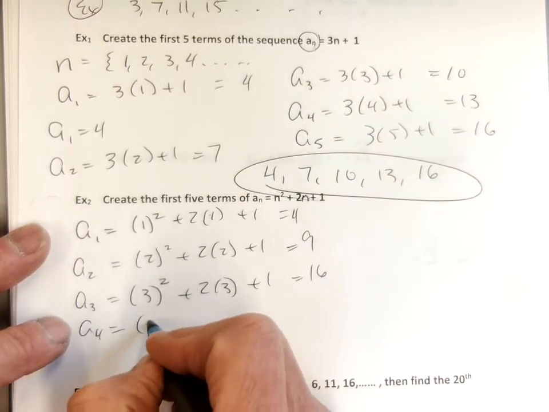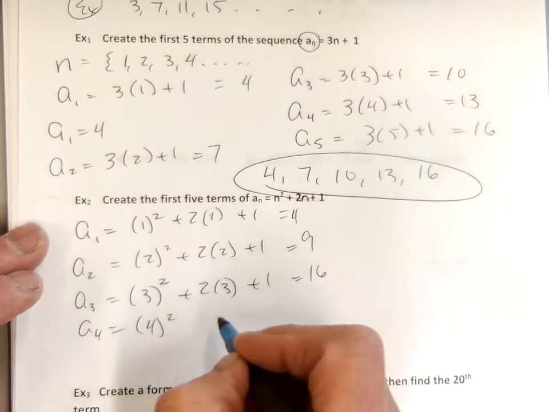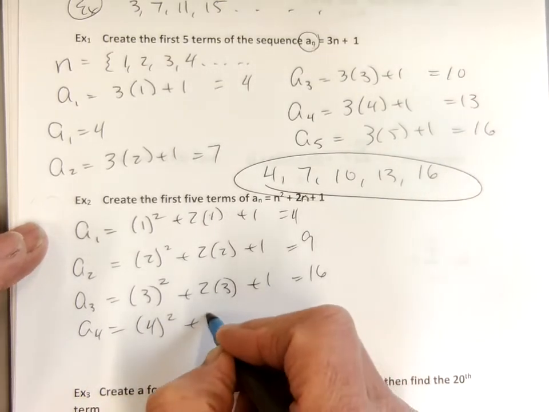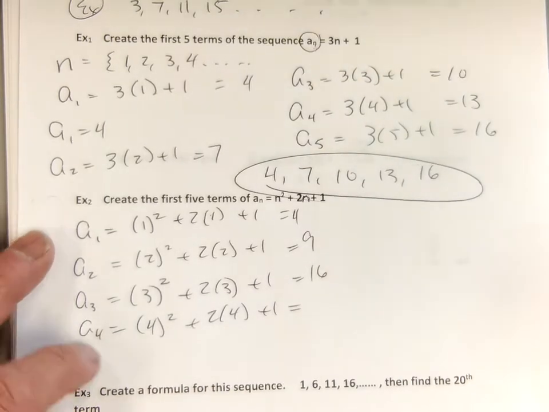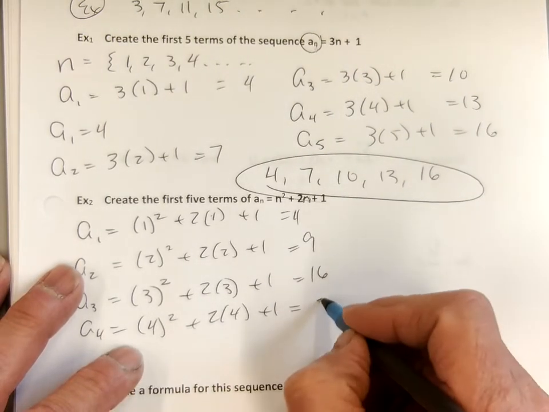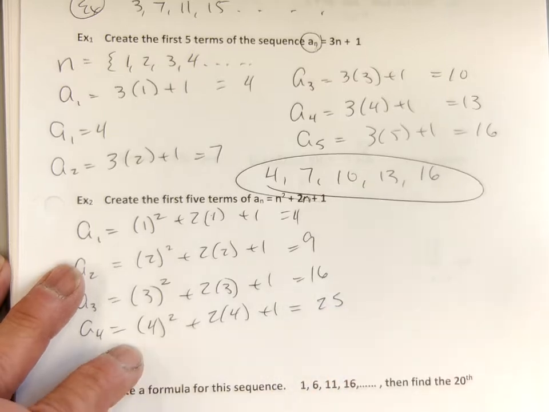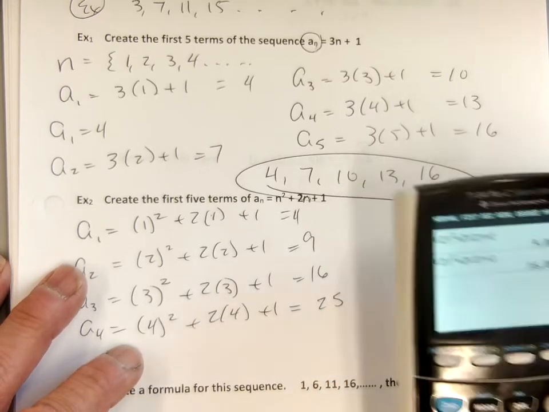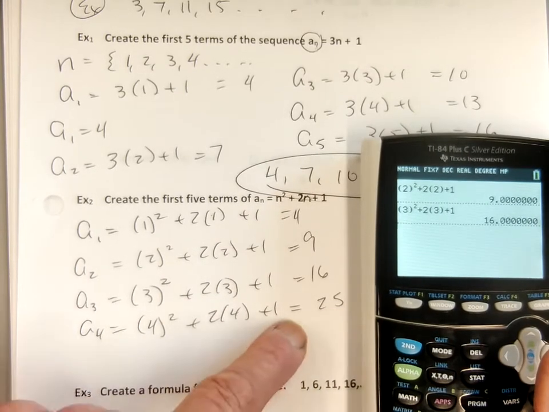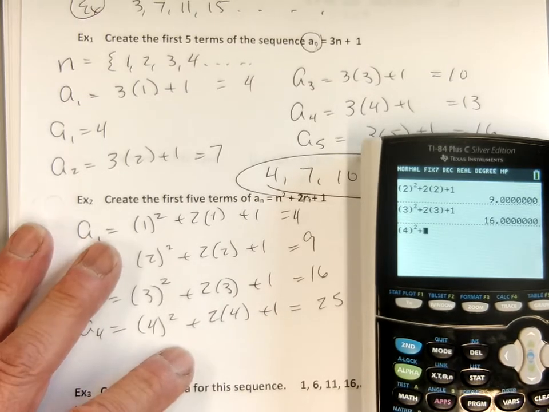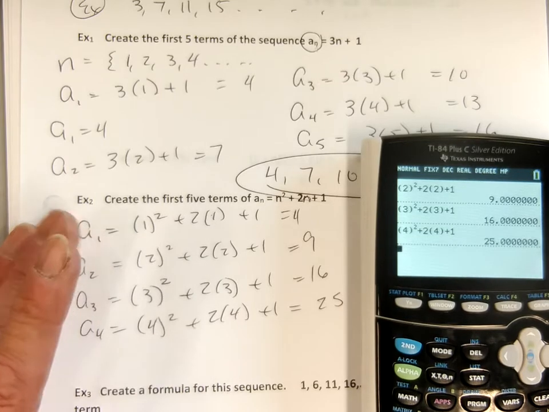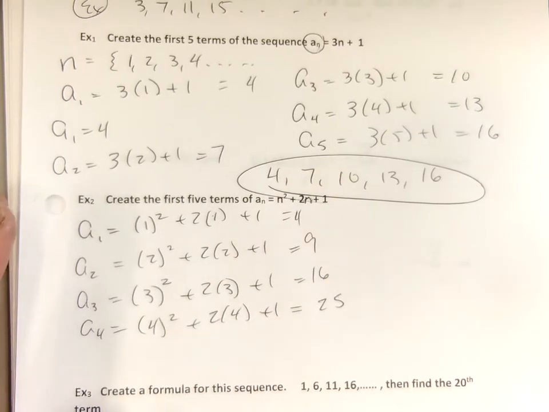A4, 4 squared plus 2 times 4 plus 1, right? Okay, I think that's 25. 16 plus 8 plus 1, or just use your calculator. I don't care if you use a calculator. Right? 25. Do you see anything special about these numbers?